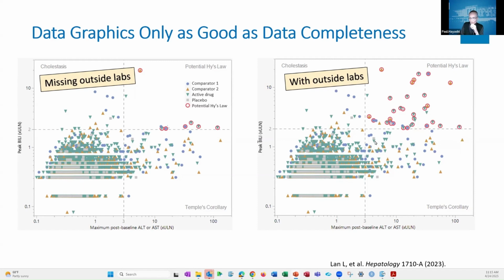So again, I would emphasize, and like I said, this is a stark example, but we continue to see it where the initial one, there's one or two in Hy's law. And then when we go back and say, hey, did you get the outside labs? Now there's 4 in Hy's law. And where there were 10 in Temple's, now there's 20. So I can't overemphasize this enough.